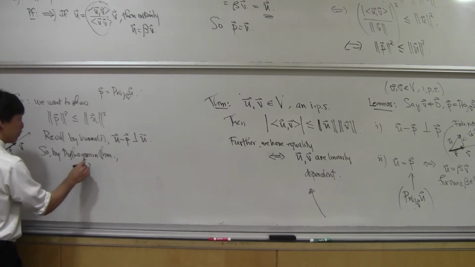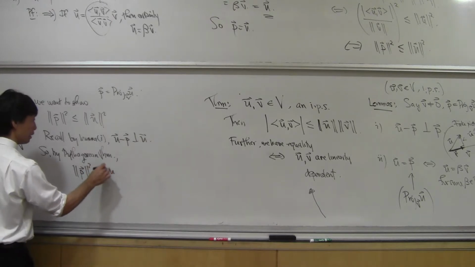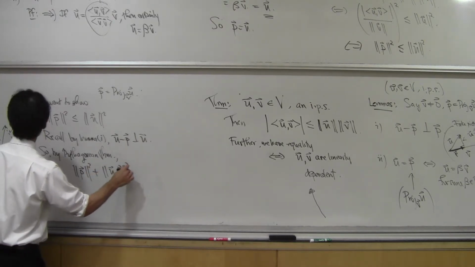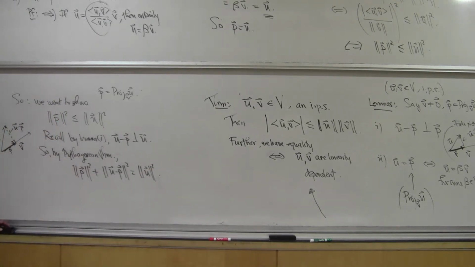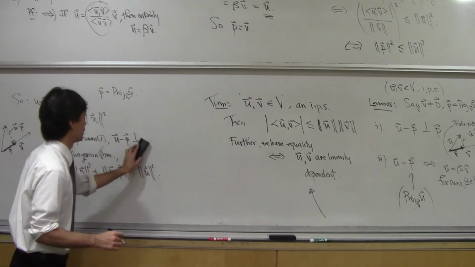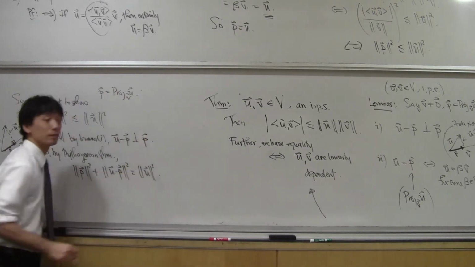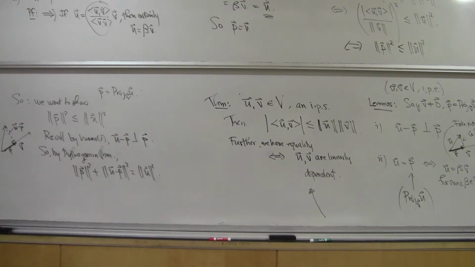The magnitude of P squared plus the magnitude of U minus P squared equals the magnitude of U squared, right? Isn't U minus P supposed to be perpendicular to P? Oh, P. Excuse me. Thank you. Yeah, you're not crazy.